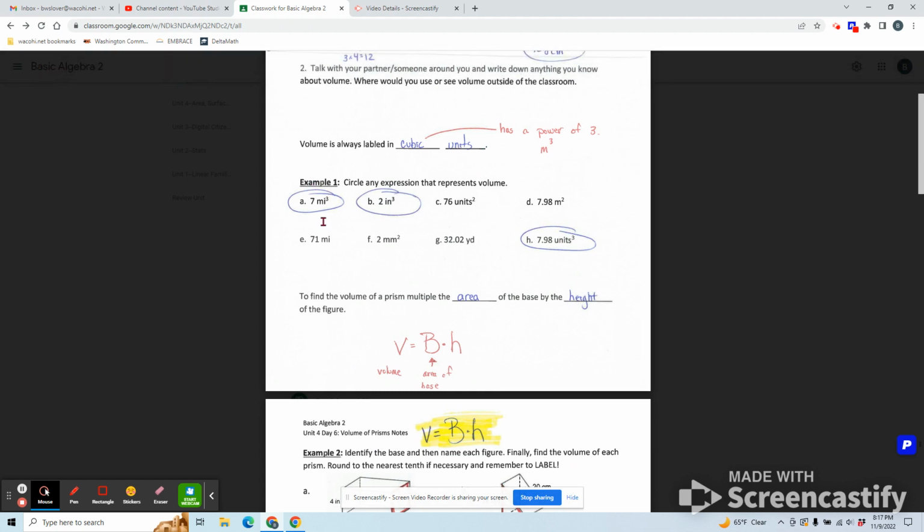So example 1 here is asking us to find any expression that refers to volume. So we're looking for something that has a power of 3. So that would be A, B, and H. There's the only 3. Okay? Letter C, D, and F all have something that is squared. So that would be either area or surface area. Then letter E and G just have miles or yards. So that would either be the length of something or the perimeter.